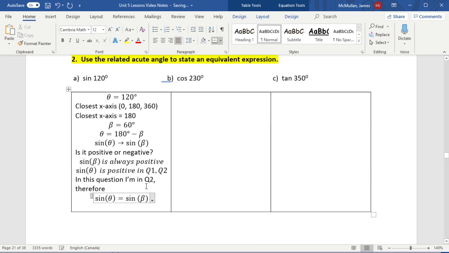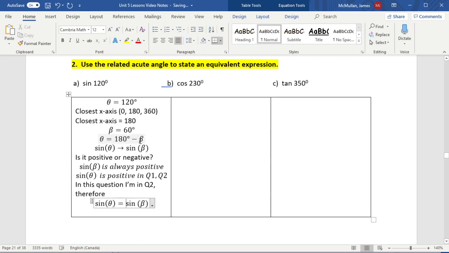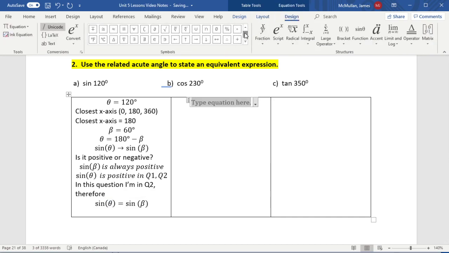So all you really have to do here is find beta and then decide, is my theta in a quadrant that's positive or negative? If it's positive, leave it alone. Just say sine theta equals sine beta. If it's negative, say sine theta equals negative sine beta. We'll do this for this one a little bit quicker.